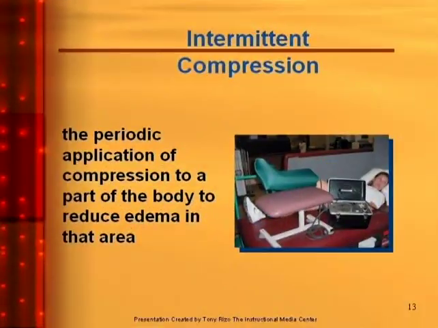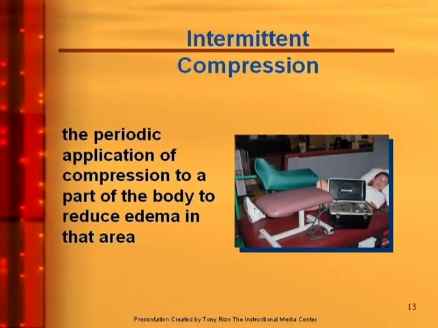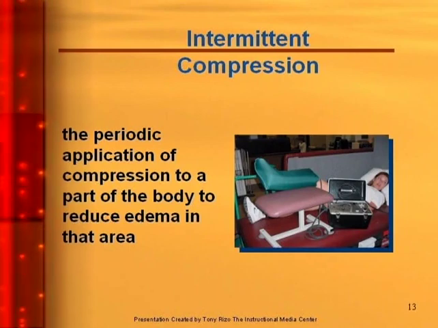Now, what we want to do, like I said to begin with, is we have ice, compression, elevation. So now we're going to go the next level up. Now this is called intermittent compression. On this machine we show right here in this picture, it's a Jobst machine, and what it does, it pumps air into it, and it adds compression around the whole body part.